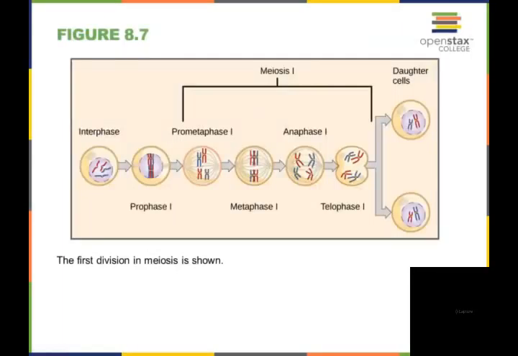So when you do a second division of meiosis, you will have each of these daughter cells split. And instead of copying the genetic information, they're going to split that genetic information in half.